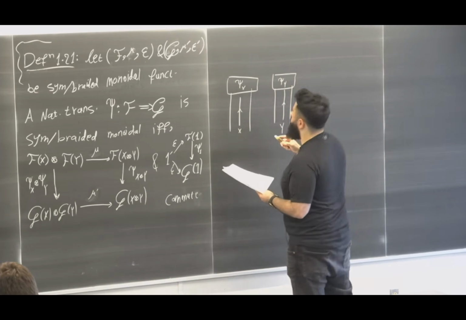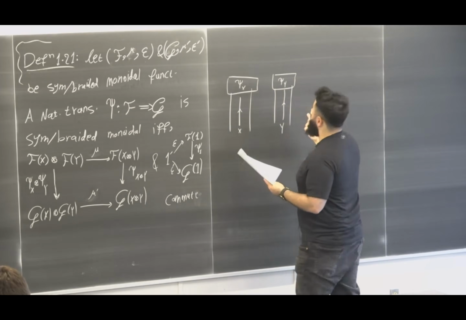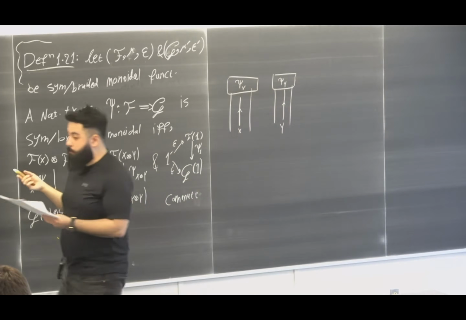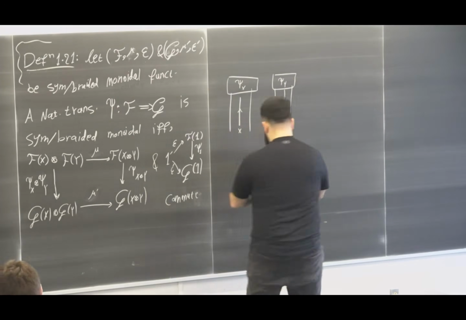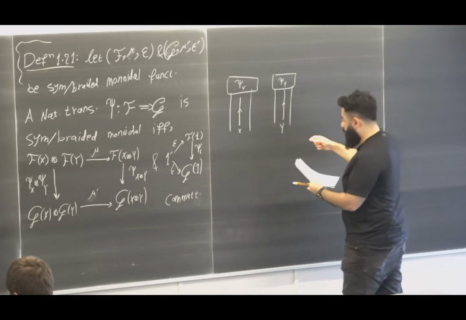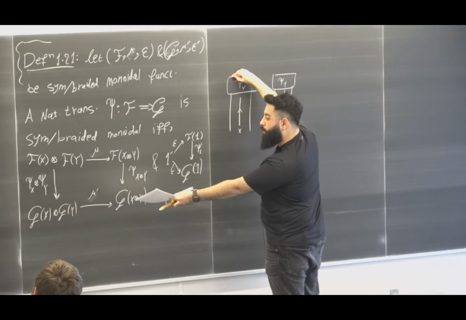And so I get G of x and G of y. Now here I should use a different color. Let's do red or pink or whatever this is. This gives me G of x tensor G of y.